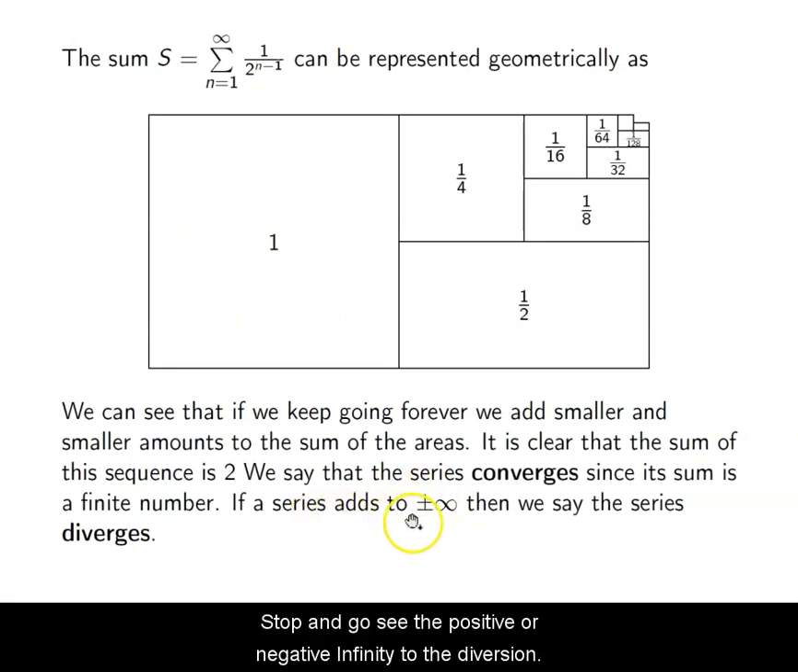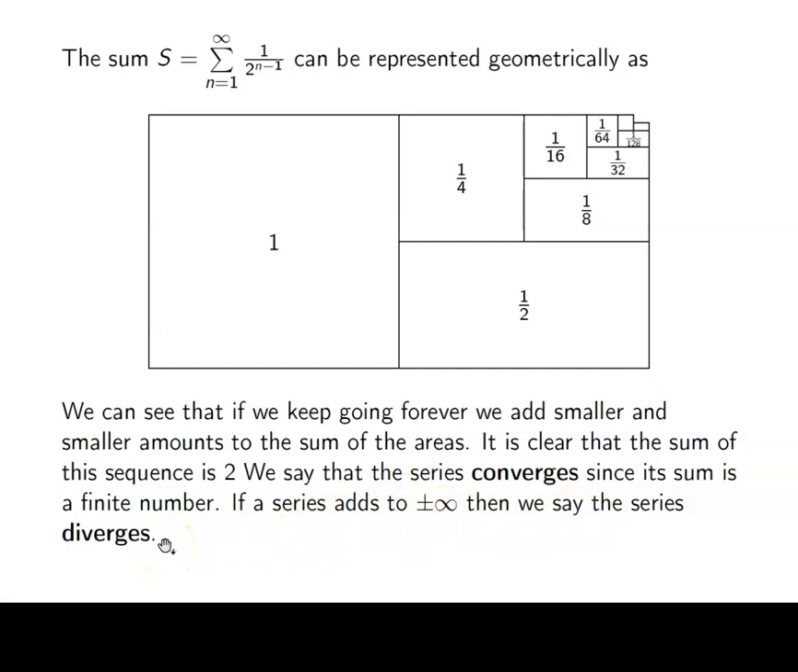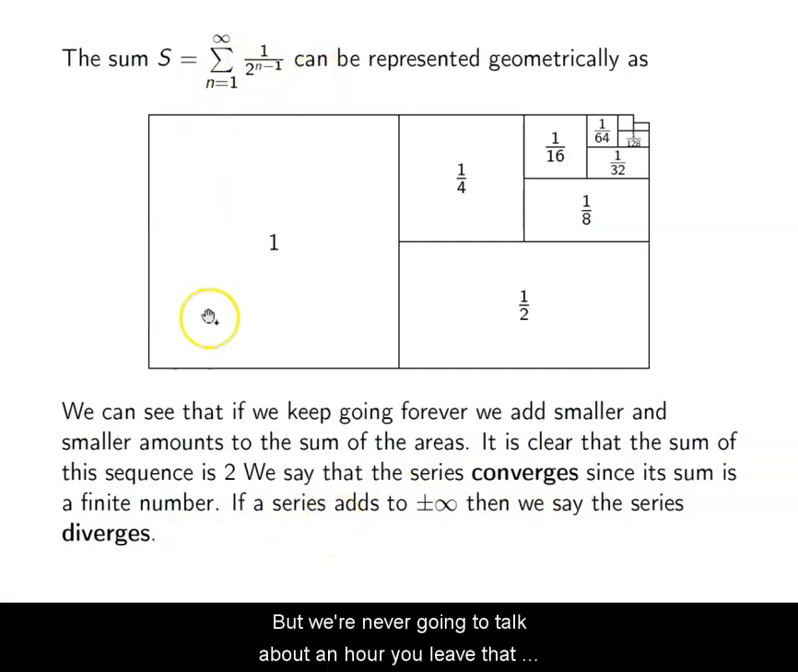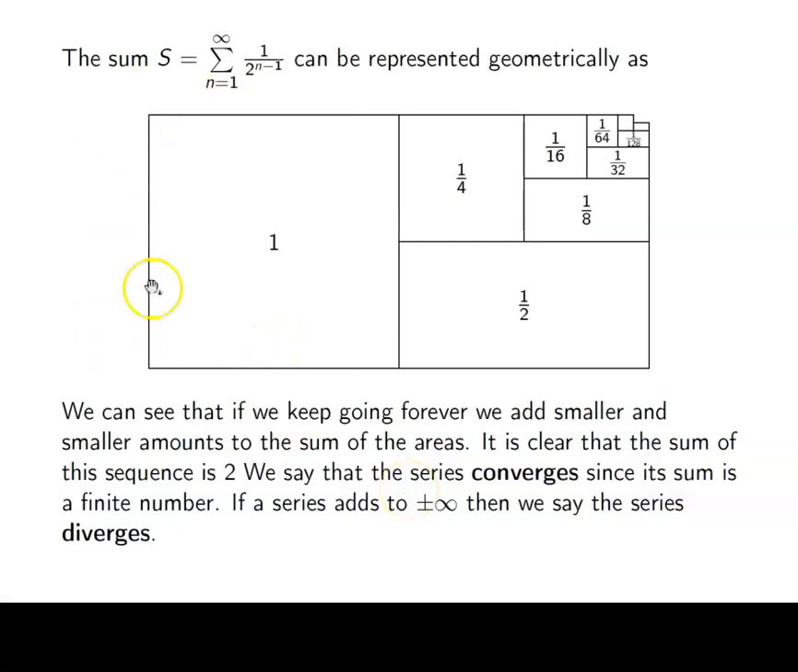Right? So if it goes to either positive infinity or negative infinity, then it diverges. There's one more option, but we're not really going to talk about it now. We can leave that for a Calculus 2 course. But we can also say that it alternates in sum, and it oscillates about a certain number. It doesn't converge or diverge. It just doesn't do anything in that case.